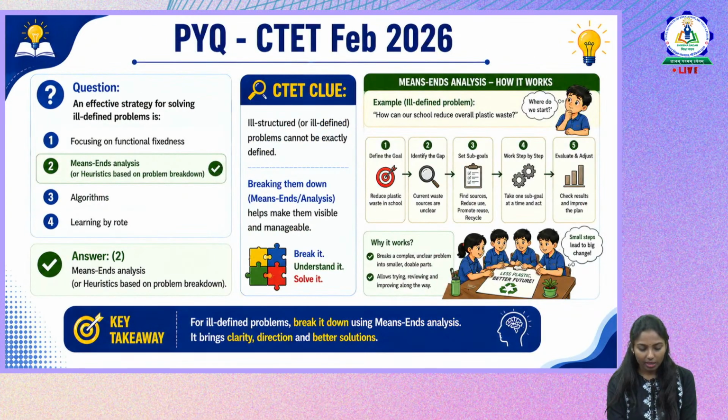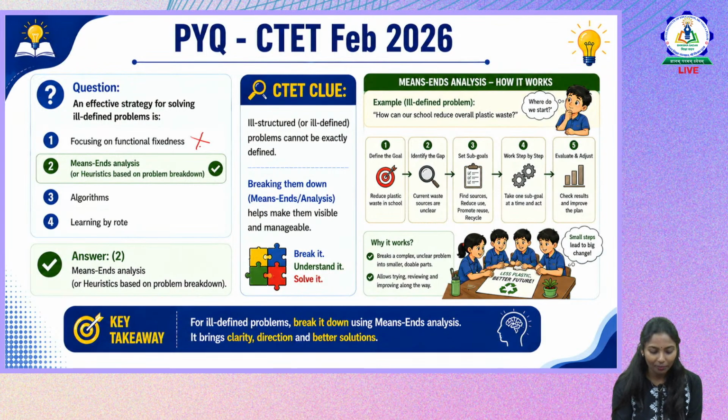So next question is the recent one asked. An effective strategy for solving ill-defined problems is, which I have talked about right now. So ill-defined problems को solve करने के लिए कौन सा तरीका इस्तेमाल करना चाहिए? Focusing on functional fixedness? No, we should not focus on functional fixedness because it will not lead us anywhere. Algorithms is nothing but step by step. Step by step is good for well-defined problems, not for ill-defined problems. So you can remove this. Learning by rote, I told you, anywhere you find rote, you can remove that one. So in this way you can eliminate your options and go to your right option.